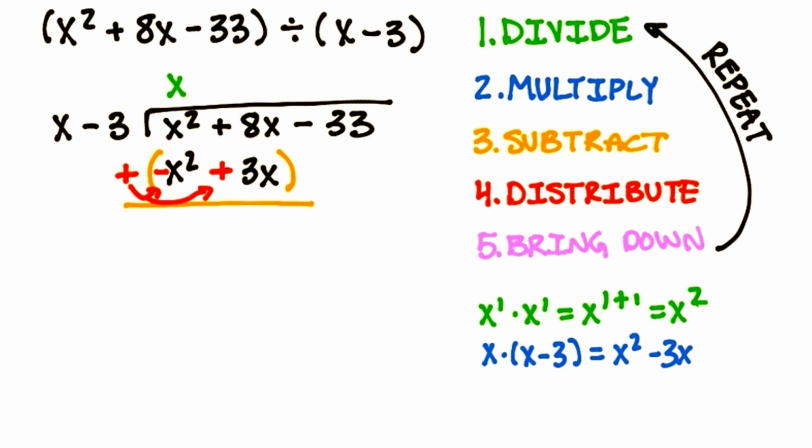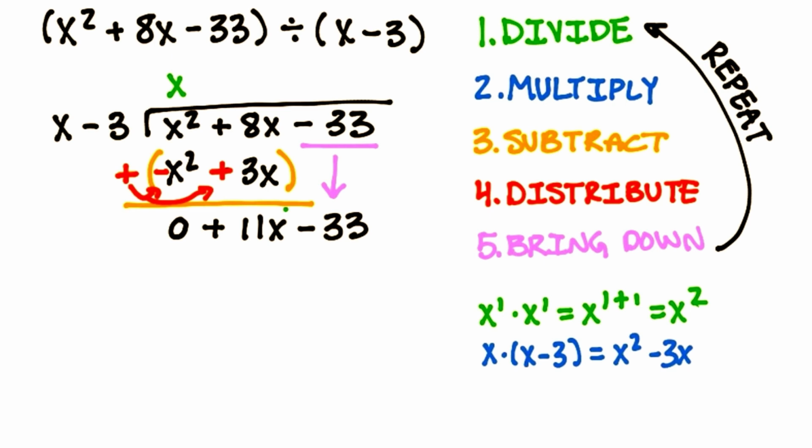X squared plus negative x squared is 0. 8x plus 3x is 11x. Next, we bring down. So we'll bring down the negative 33 and put it next to the 11x. Then we're going to repeat this whole process all over again.